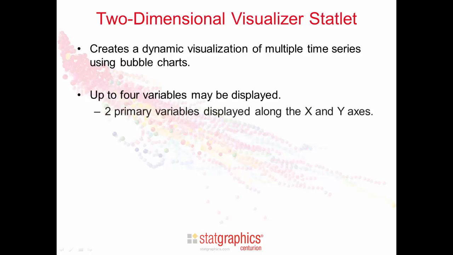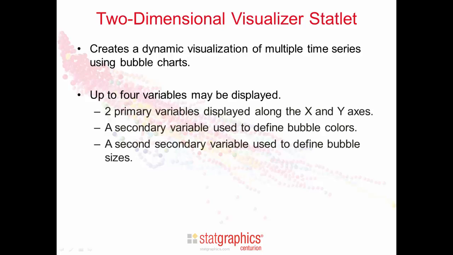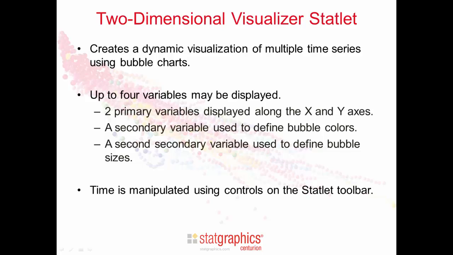Up to 4 variables may be displayed. 2 primary variables are displayed along the X and Y axes. A secondary variable may be used to define bubble colors. Another secondary variable may be used to define bubble sizes. Time is manipulated using controls on the Statlet toolbar.